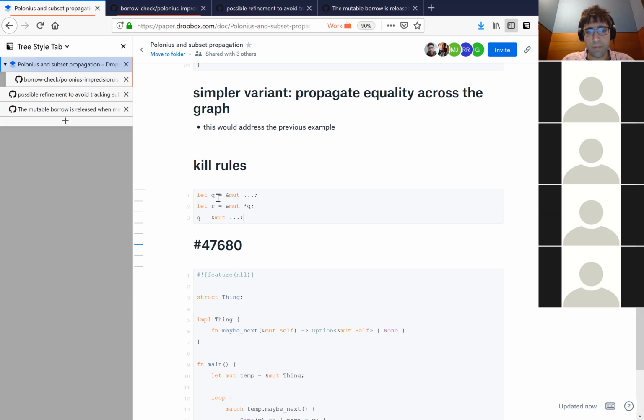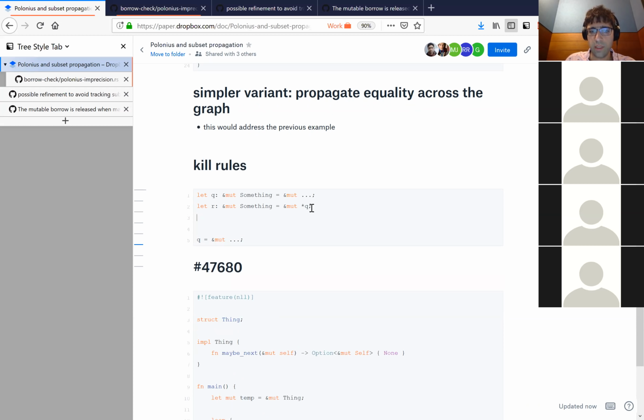here I have a mutable reference to something, and then I borrowed it into R essentially. I borrowed what it points at, I sort of reborrowed it. And the point is that in this period, I can't use Q because it's reborrowed through R. But if I overwrite Q with something else, now I can, right? And that should be okay.